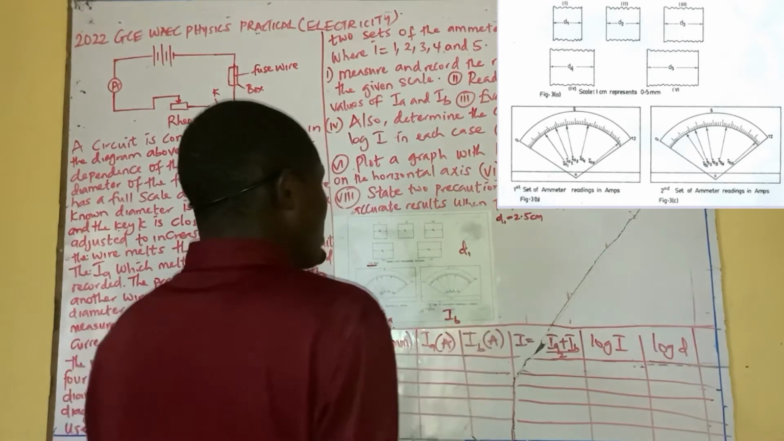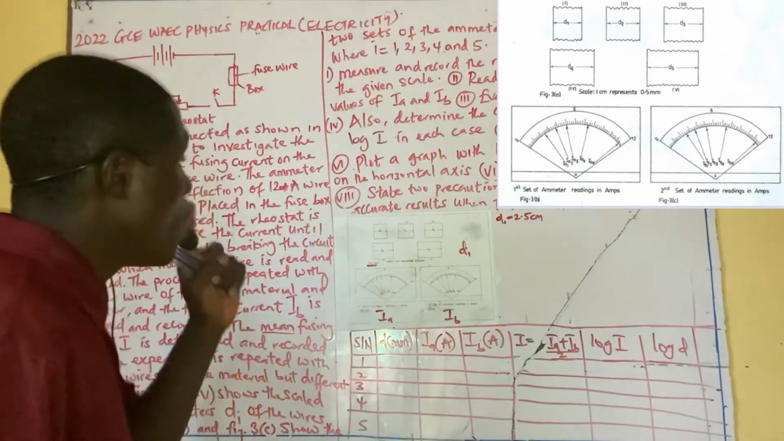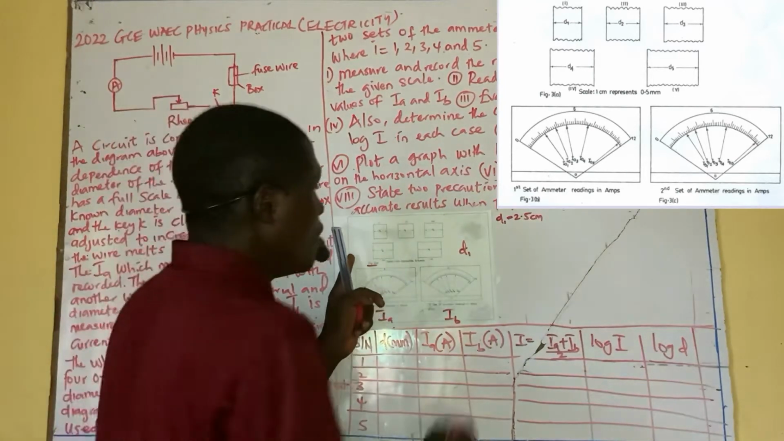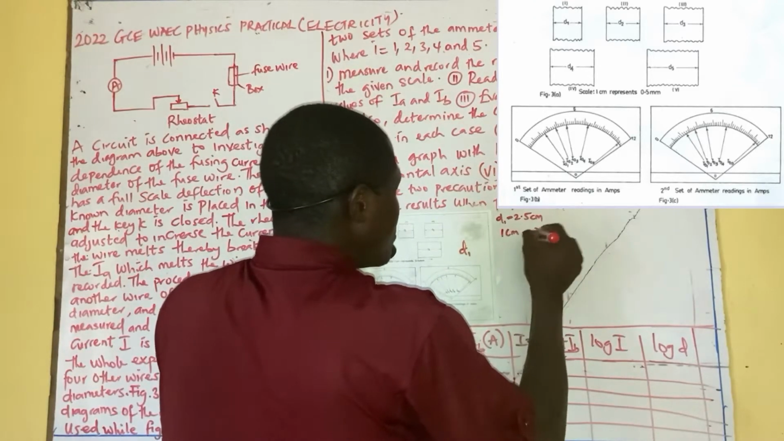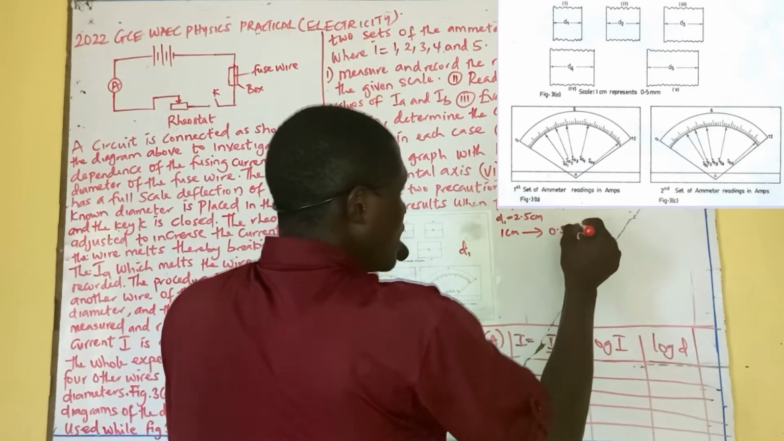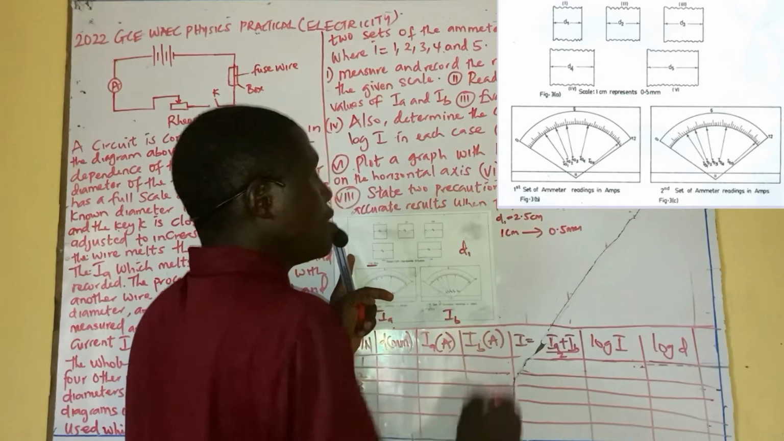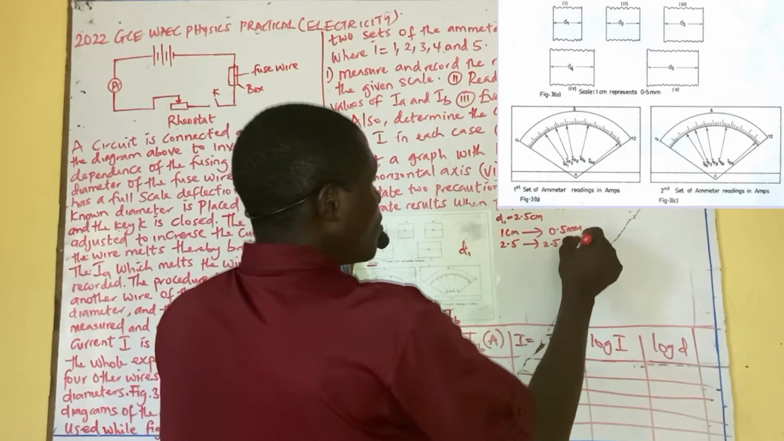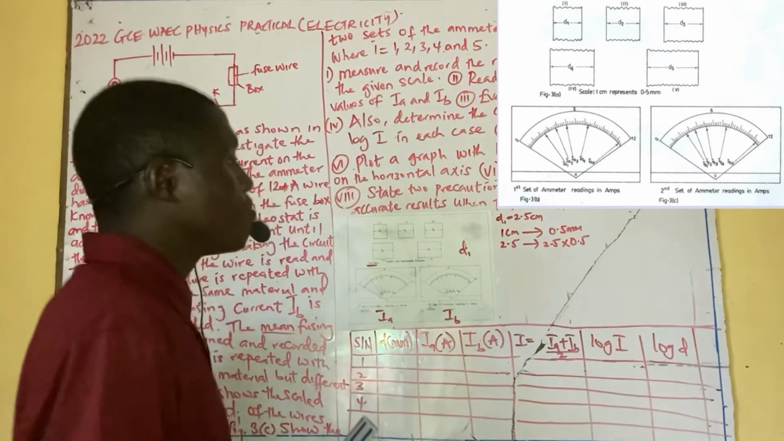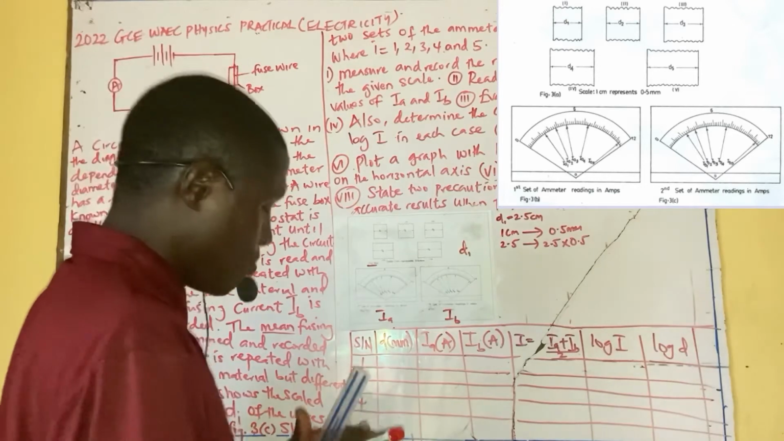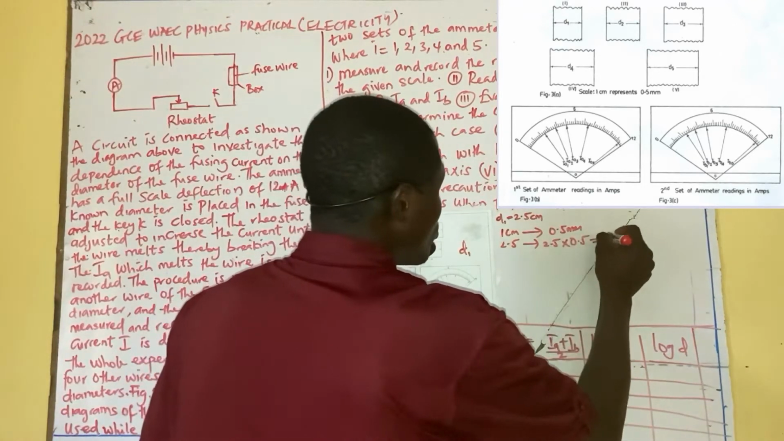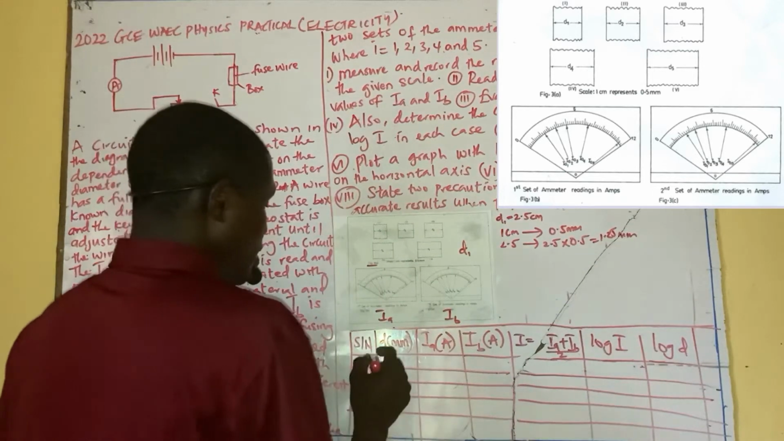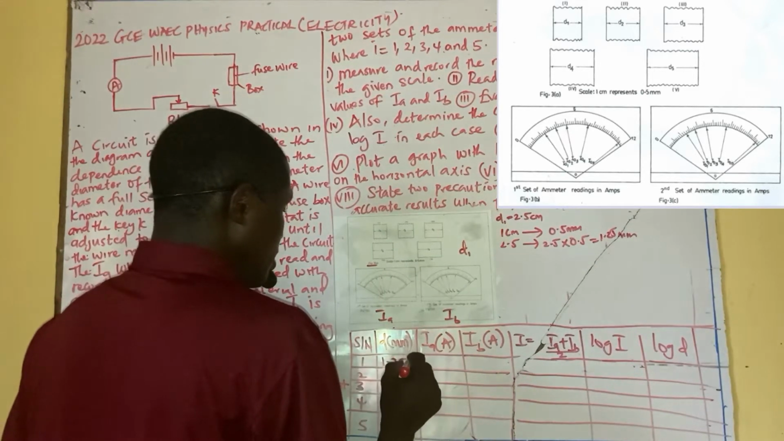And if it is 2.5 centimeter, we are told that for every 1 centimeter represents 0.5 millimeter. So what does 2.5 centimeter represent? We just say 2.5 multiplied by 0.5. That is going to be equivalent to 1.25 millimeter. So this is 1.25 millimeter.